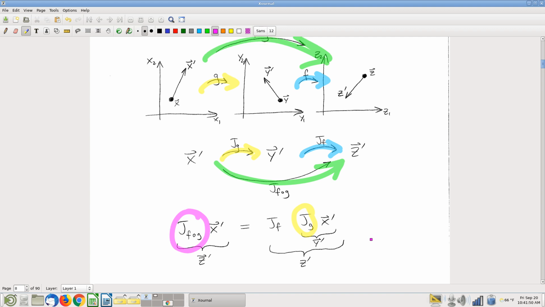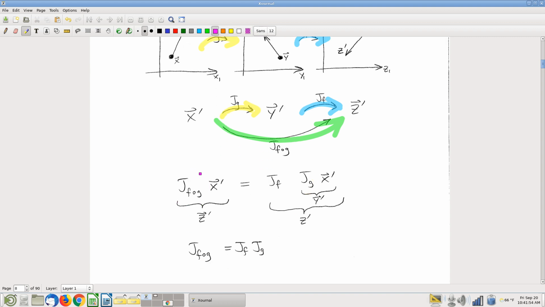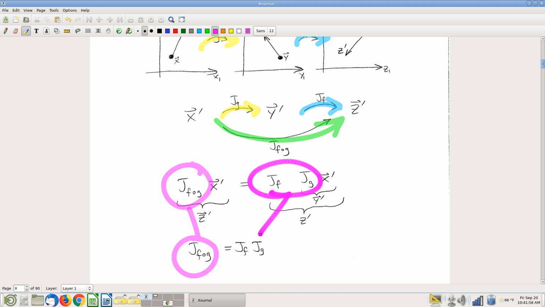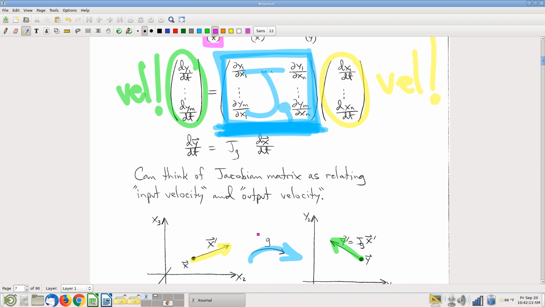it makes this idea of viewing the Jacobian as a product of individual Jacobians, well, of course it should be. I mean, what else would it be, if you're thinking of Jacobians, as I argue here, as a relationship between input velocities and output velocities?